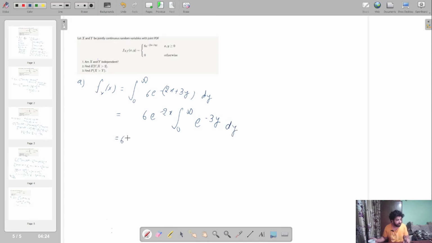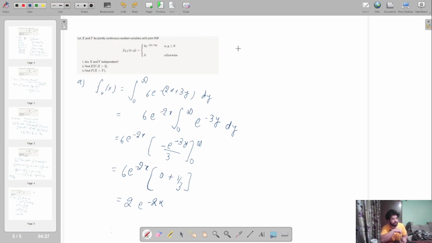Then I can write 6 e to the power minus 2x, and if I integrate this it will be e to the power minus 3y over minus 3, from 0 to infinity. So I can write this as 6 e to the power minus 2x, and when I substitute the limits, one will be 0 and the other will be plus e to the power minus 3y, which is 1/3. So I can say this will be 2 e to the power minus 2x. Alright.